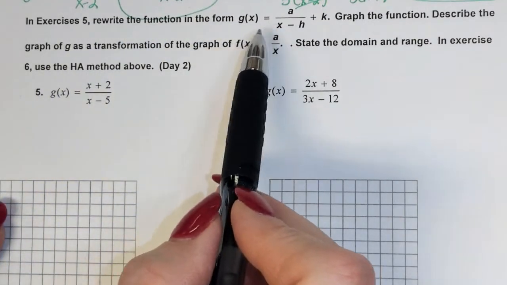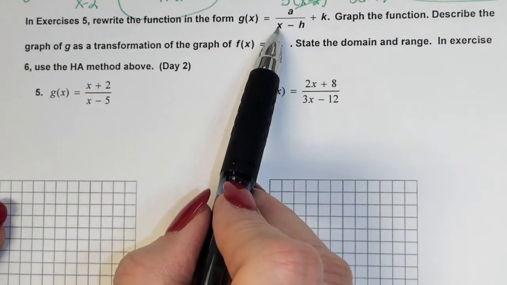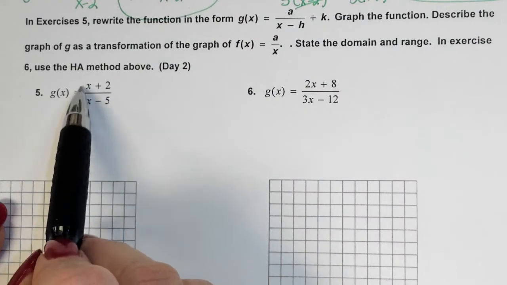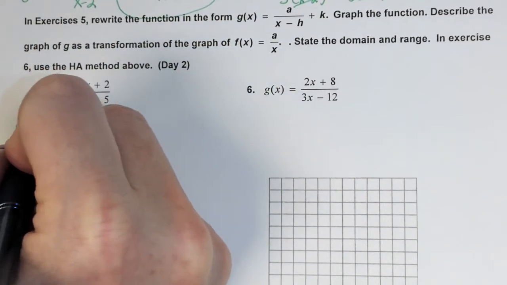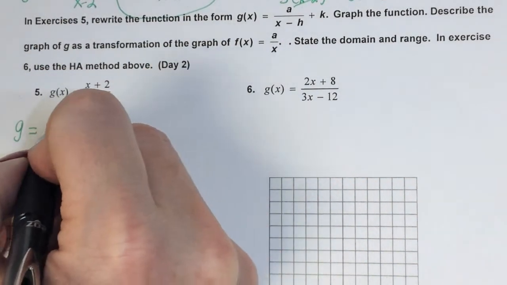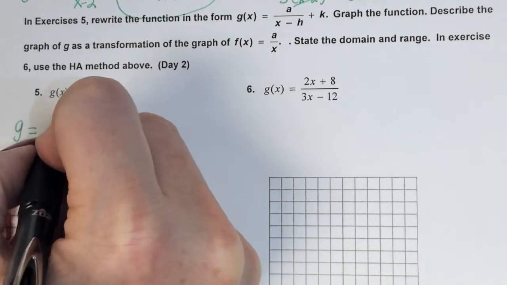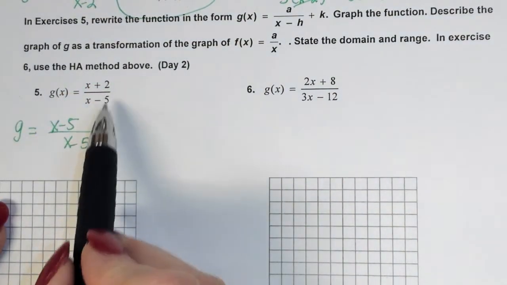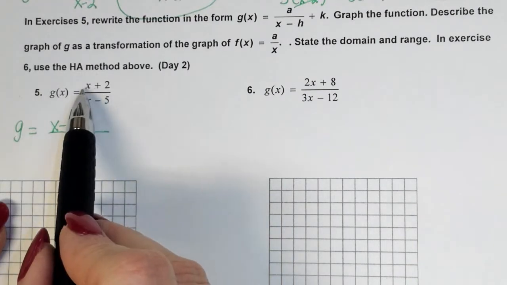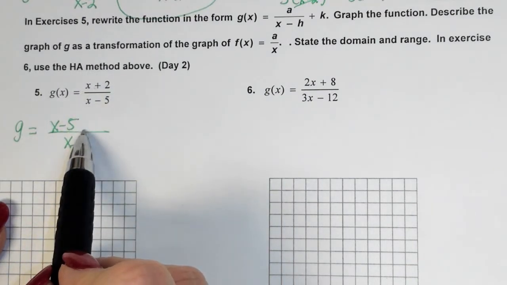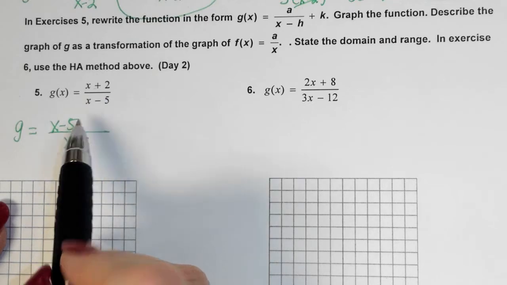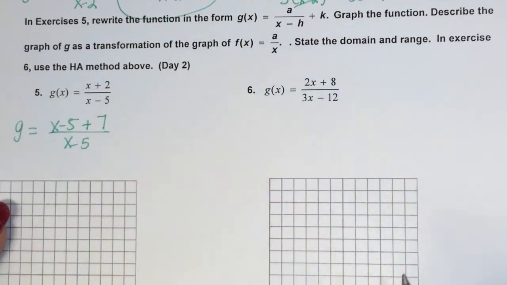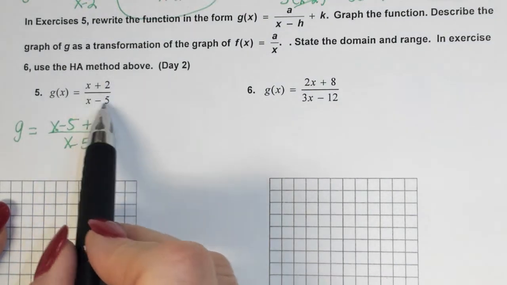So in exercise 5, we're going to go ahead and get this one into that form because it's easy to do. See how the coefficients are 1 and 1? It's easy to put it into this form. So we're going to have g equals, I already have x minus 5, so I want to have x minus 5 on top. So what are we going to have to do to keep this the same as x plus 2? What do I have to add or subtract to keep it equivalent to x plus 2? So I'm going to add 7. Okay, now I check. Yep, that's the same.